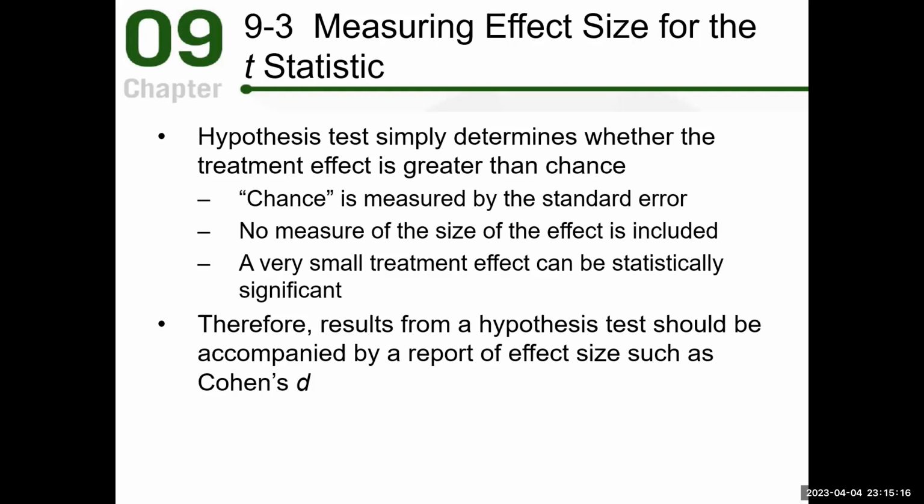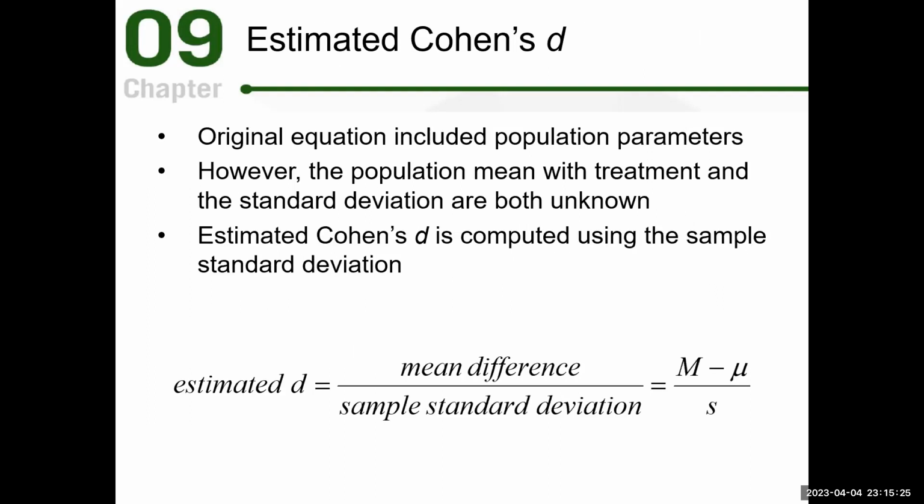Okay, and so we'll talk about how we calculate the effect size measures, the Cohen's d or estimated Cohen's d, and the R squared. Okay, so here is how we calculate the estimated Cohen's d. The original equation included the population parameters, but since we don't know the standard deviation, we're using an estimate, and that's why they call it an estimated Cohen's d, because we are using the sample standard deviation to compute the effect size. All of the thresholds are the same, but again, we're going to be using a sample standard deviation to be able to compute the Cohen's d.